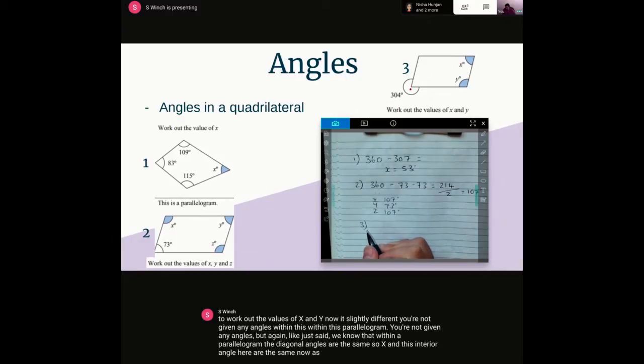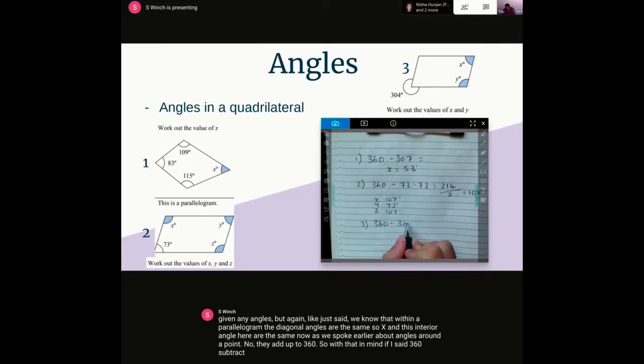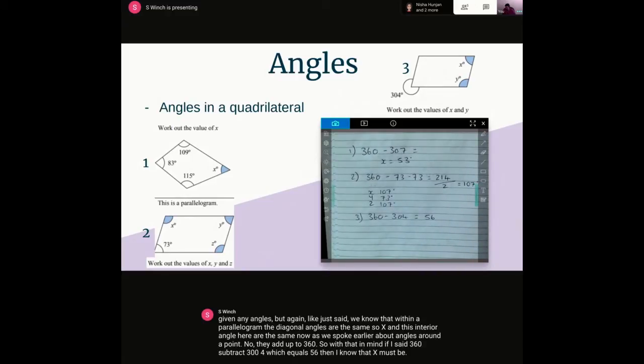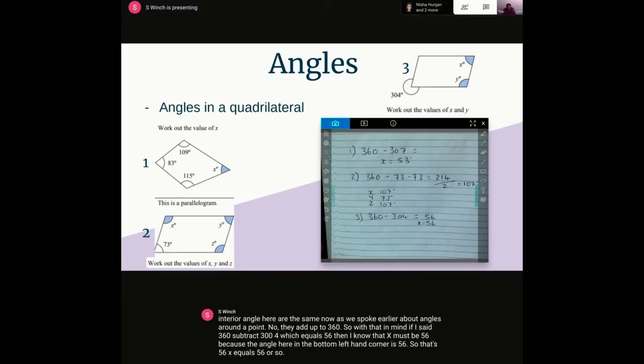Now, as we spoke earlier about angles around a point, we know they add up to 360. So with that in mind, if I said 360 subtract 304, which equals 56, then I know that X must be 56 because the angle here in the bottom left-hand corner is 56. So that's 56. X equals 56 also.